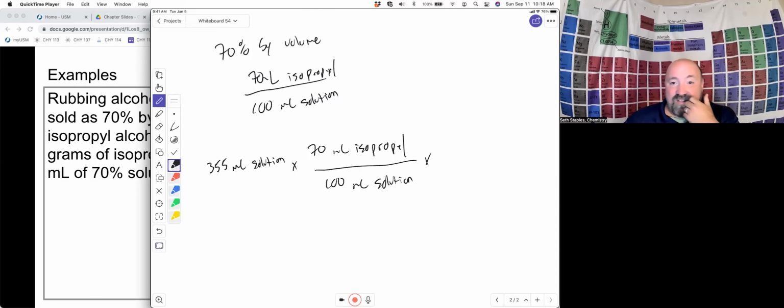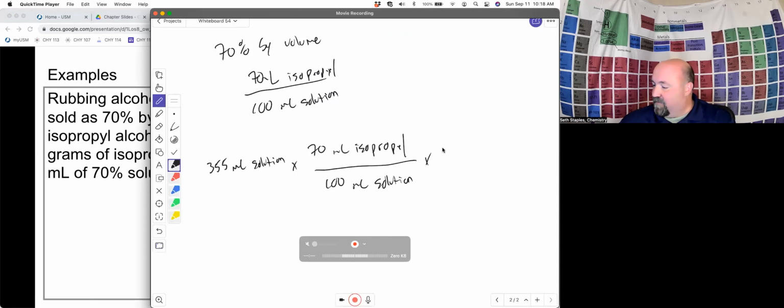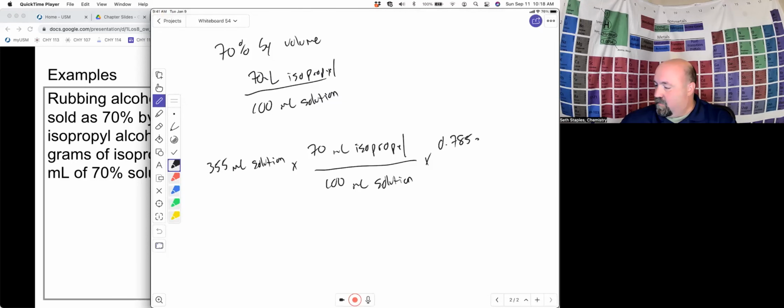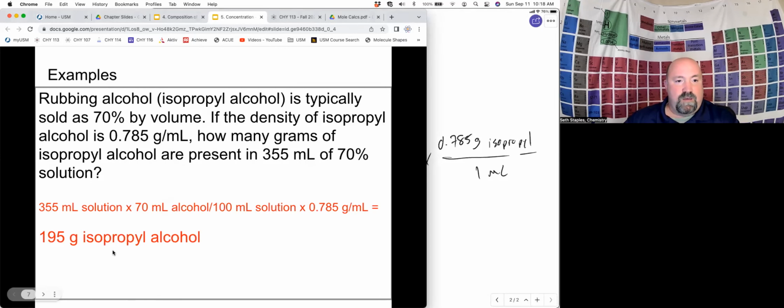And so that would get us to milliliters of pure isopropyl alcohol, but we were asked to find the grams. So now we're going to use our density. Here's another conversion factor of 0.785 grams of the isopropyl per milliliter. We do all of that math out, and we would come up with 195 grams of isopropyl alcohol. This would not be something that would be far-fetched to have to do for various calculations.